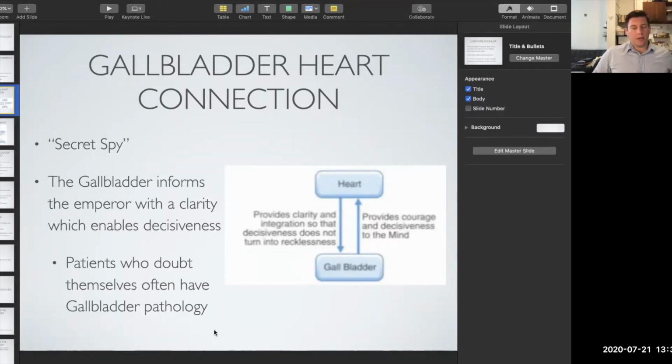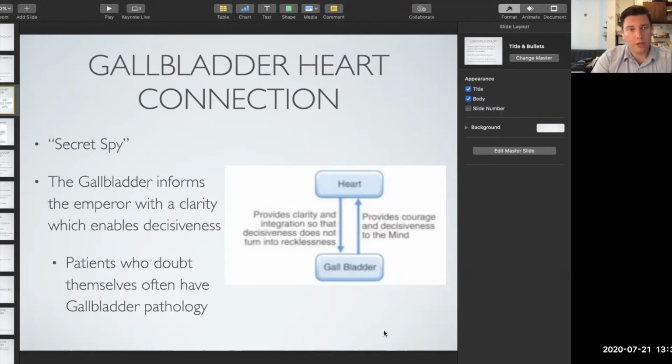So the gallbladder is a number of different things. Excessive doubt can be a sign of gallbladder pathology. So some types of OCD of the like, did I turn off the oven? Did I? I know I did, but did I? That can be a gallbladder issue where the person isn't confident in things that they have good evidence for, that they themselves have done.